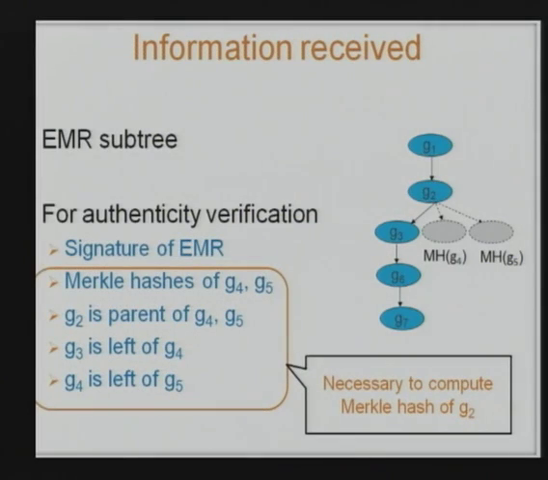It receives other information. That information is essentially necessary to compute the Merkle hash of G2. They are the Merkle hashes of G4 and G5, because those nodes are not allowed. The nurse's device should not receive those nodes. So it receives the Merkle hash of G4 and G5. It receives the fact that G2 is the parent of G4 and G5, and the ordering between G3 and G4 and G4 and G5. This information seems to be basically harmless to us at this time.